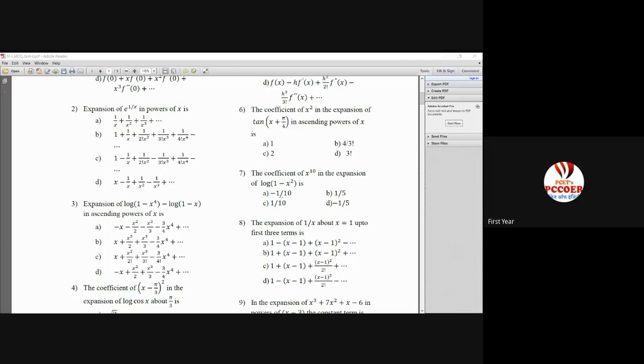In place of x, you have to put x square. What's the expansion of log of 1 minus x? Minus x minus x square by 2 minus x cube by 3. Yes, so that is your expansion. So what is going to replace? x is going to be replaced by x square.